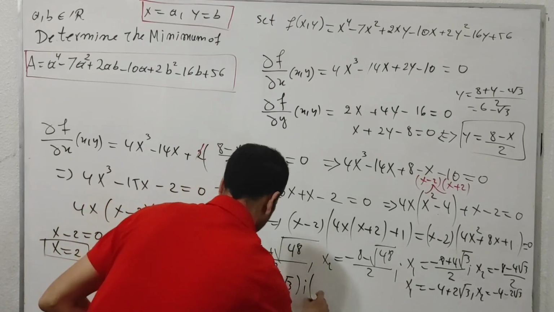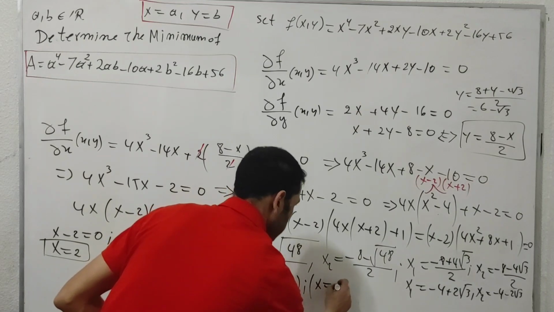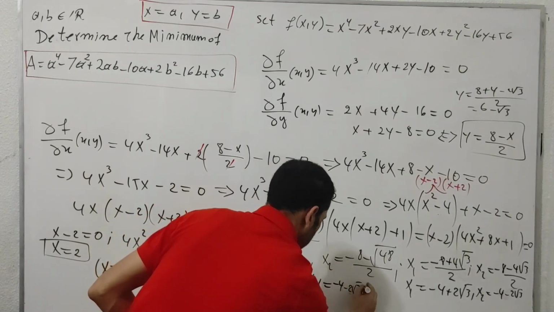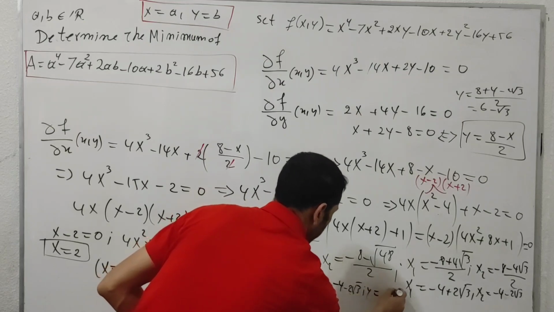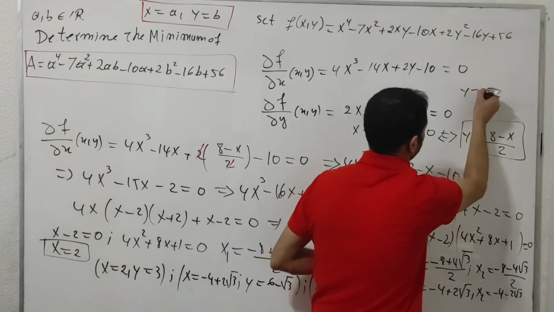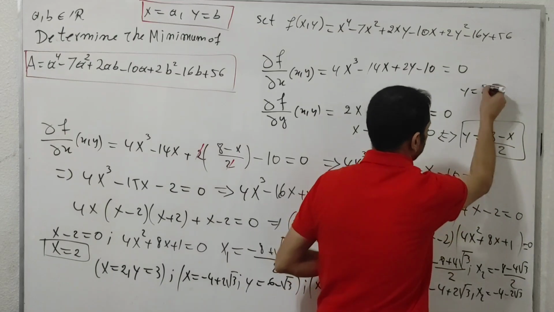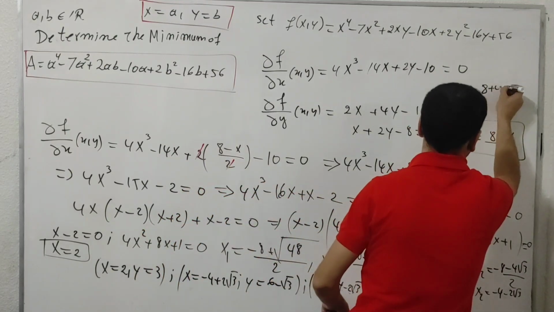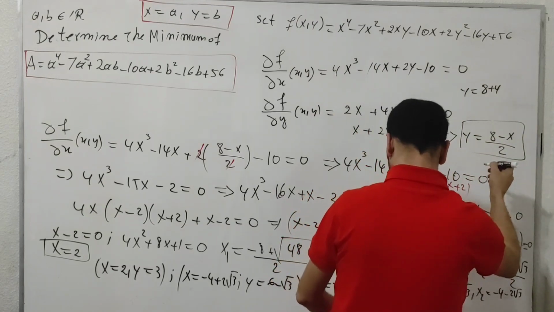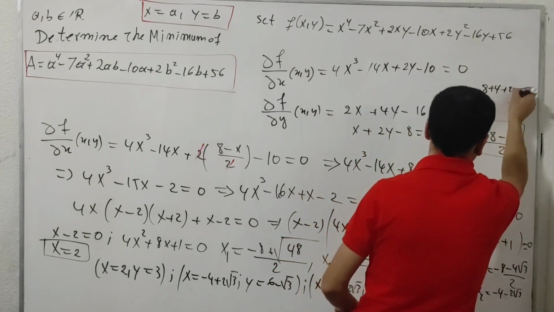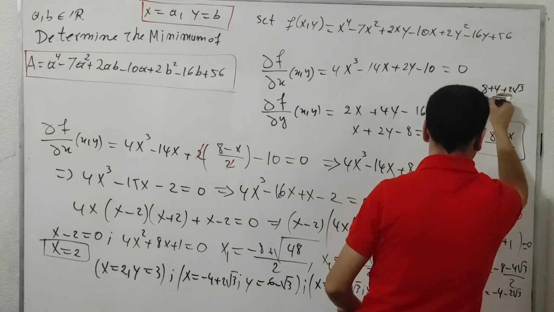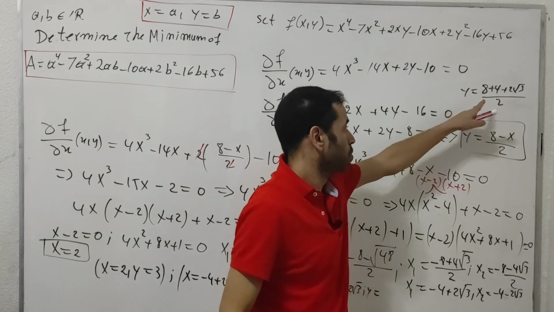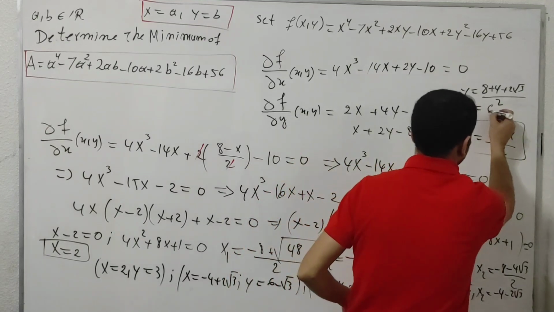So I'm going to look for the second one, x equals minus 4 minus 2 square root of 3. So for y, I'm going to calculate y now. So we have y equals 8 minus, becomes plus 4, plus 2 square root of 3, all over number 2. Okay, so 8 plus 4 is giving us 12. 12 divided by 2 is giving us 6.